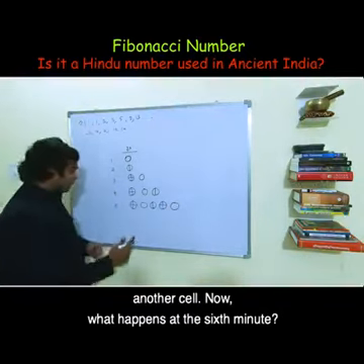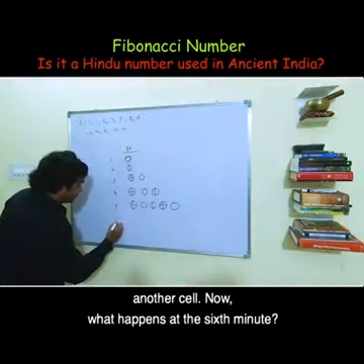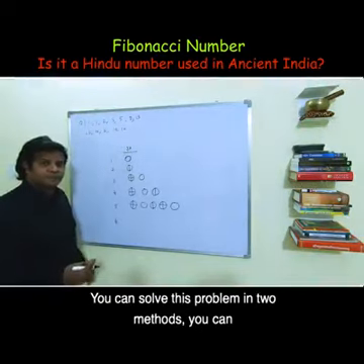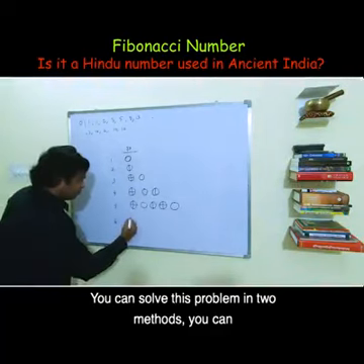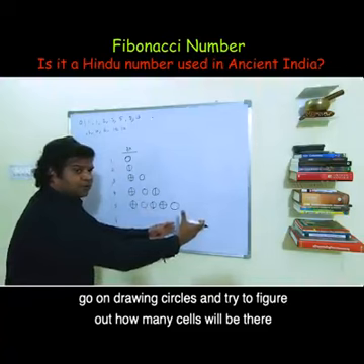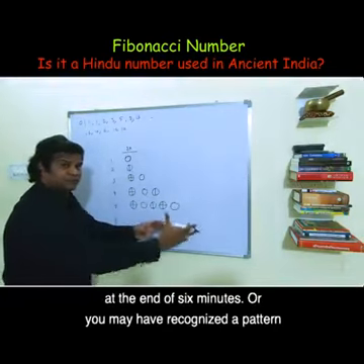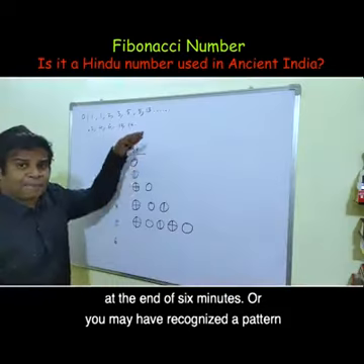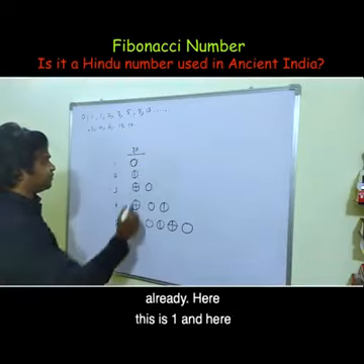Now, what happens at the 6th minute? Now, you can solve this problem in 2 methods. You can go on drawing circles and try to figure out how many cells will be there at the end of 6th minute. Or, you may have recognized a pattern already.